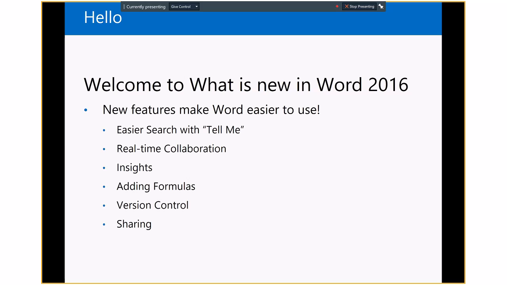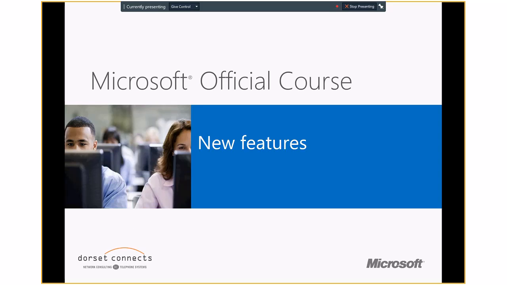Okay, just to talk about how to type a letter, most people at this point know how to do it. So let's discuss the new features. And as you can see, there are 6 particular features that we are going to discuss today. How to use Tell Me for easier searches, some of the real-time collaboration features, how to do research with insights, add math controls, talk about versioning, and then how to share your masterpiece with others. Okay, so let's dive right in.